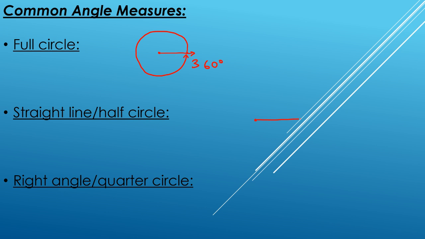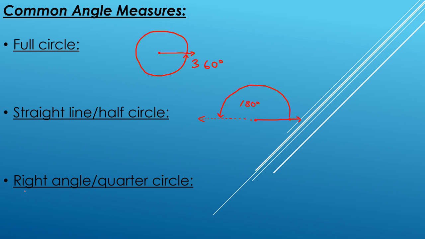A straight line or half circle, again, we start just like the last one. So starting here, but we only go in a half circle. So it goes up, keeps turning, and then stops right here, making a straight line. This is 180 degrees, half of 360. Try it on your own. Take 360, divide that in half, you get 180.